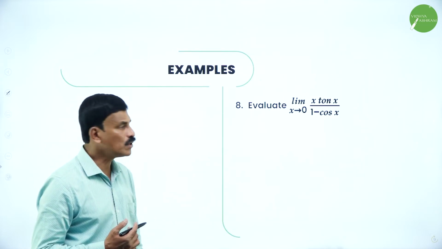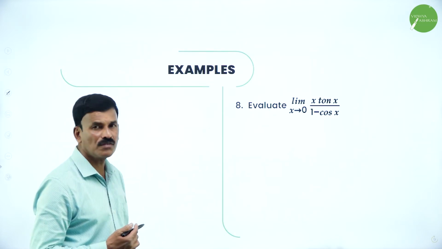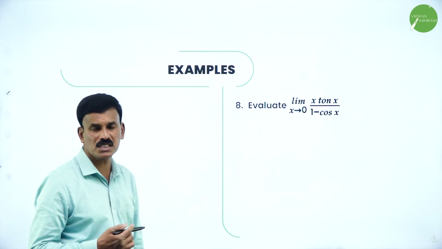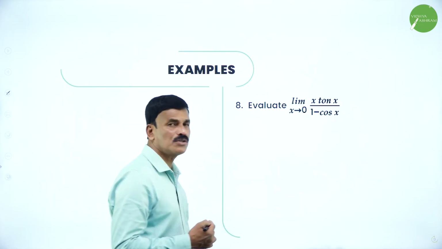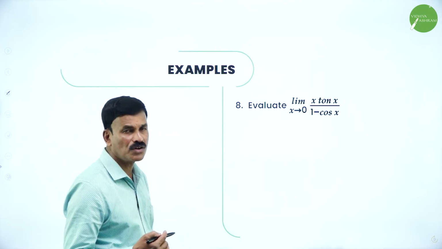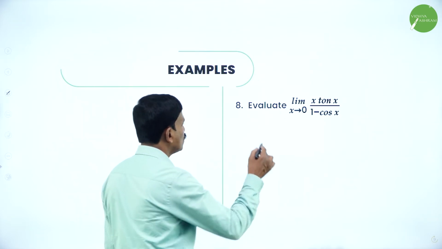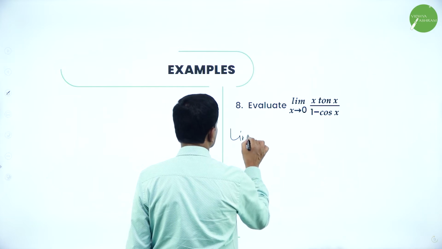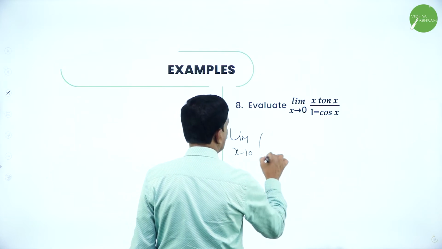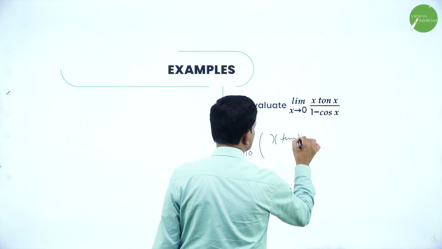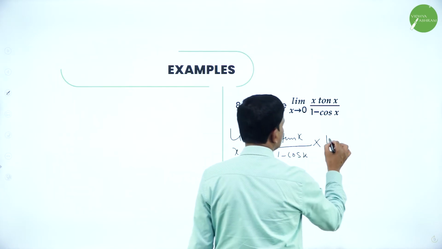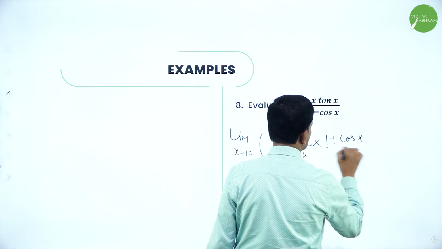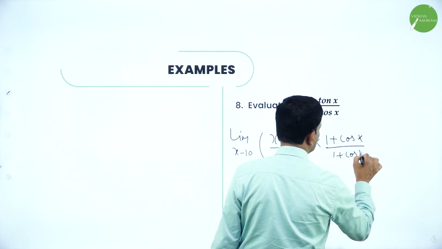Now the next problem is evaluate limit x tends to 0 of x tan x divided by (1 minus cos x). This is also very important and a simple problem. If you put x is equal to 0, you will get 0 by 0 form, which is an indeterminate form. Now let us consider the given expression, limit x tends to 0 of x tan x divided by (1 minus cos x). Just multiply both numerator and denominator by (1 plus cos x), rationalizing the denominator.